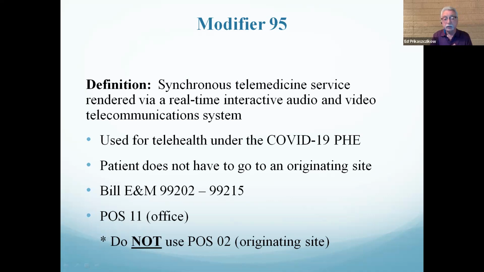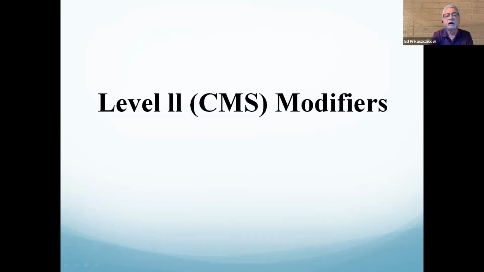Do not use the POS of 02, which is the originating site. We're not going to talk about that. Before the pandemic, in order to do these telehealth services, the patient had to go to a very specific location, what they call the originating site. And there are other rules involving this. You would put POS of 02 for that facility charge, so that facility can be paid, and so that you can be paid as well. But again, we won't get into that kind of detail on the modifier 95.